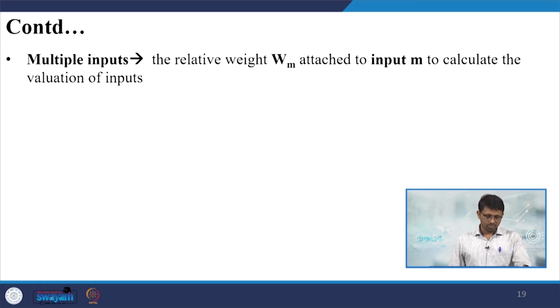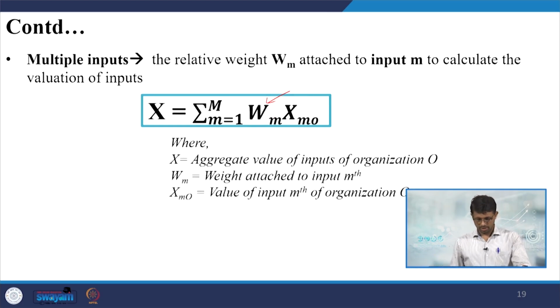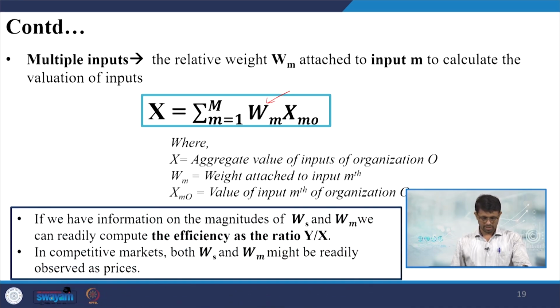There are multiple inputs as well, and similarly we have to carry their individual relative weights. Here m stands for the jth unit of inputs, and accordingly we derive their indexed representative variable x. If we have information on the magnitude of Ws for the output, and Wm for the inputs, we can readily compute the efficiency as the ratio of y upon x.